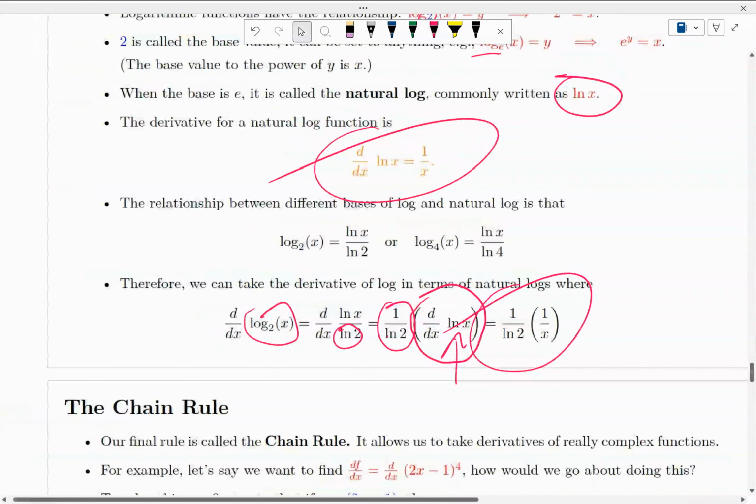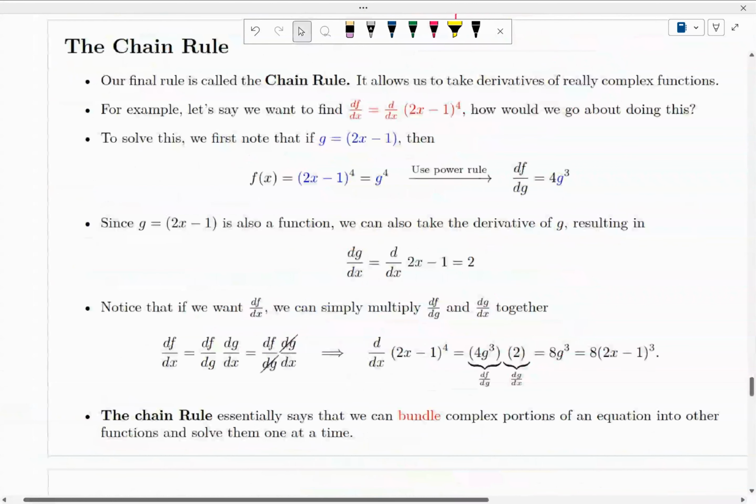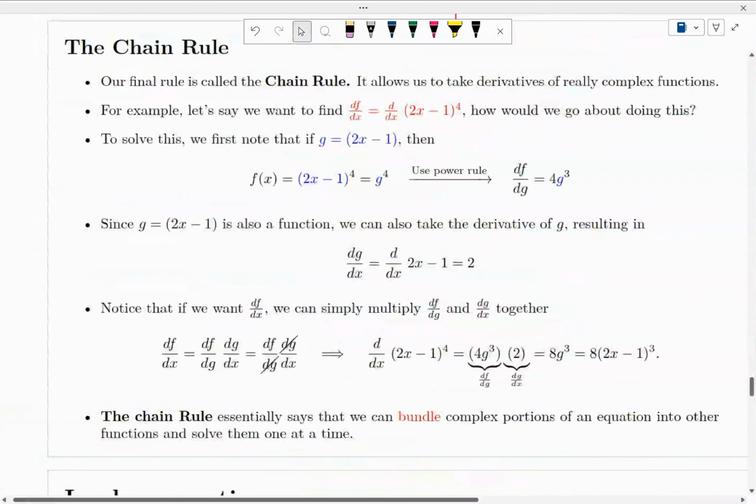Now, believe it or not, we're already at the last rule. This is called the chain rule, and this is probably one of the most important and more difficult rules. So let's say we have some kind of function that looks like this, and we want to find the derivative of this function. Now, this is to the fourth, so you would have to multiply this over and over again if you want to multiply them out, and this could be annoying. So there's an easier way to do it, which is the chain rule.